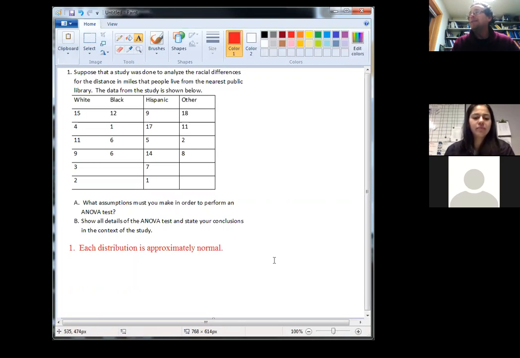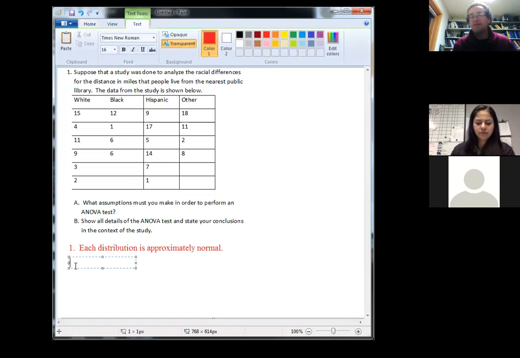Okay, and others are also 4, and even the whites and Hispanics are 6. Really tiny, tiny, tiny samples. Bad idea. Assuming the distribution is normal, do we really know anything about the distribution of how far people live from the library? Probably not. I have no clue. So this is a very bad assumption, but to do an ANOVA, we have to make that assumption. So already it's a bad study. Number 2.